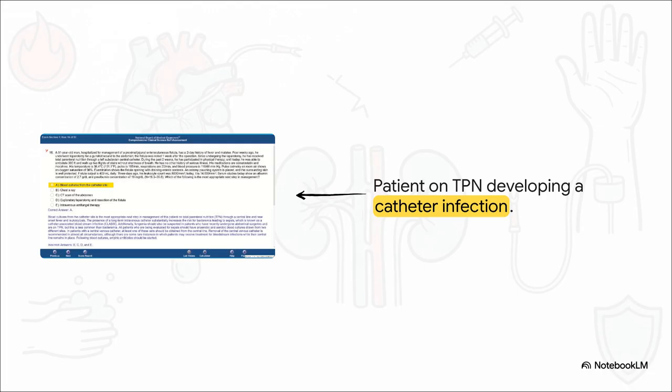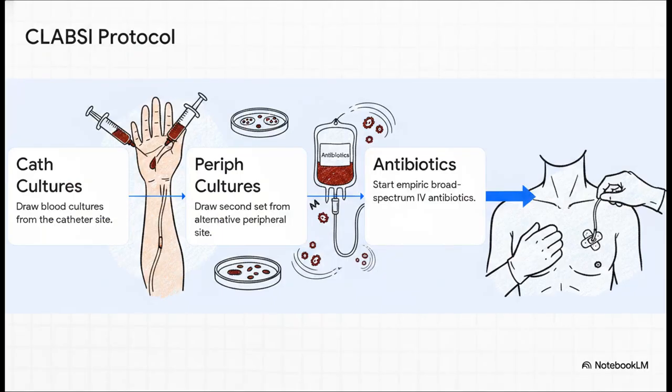Candidemia absolutely thrives in that high glucose TPN environment. So, what's the game plan? When you suspect a central line infection, you have to follow a strict diagnostic sequence to confirm it. First, draw blood cultures directly from the catheter site. Second, draw a second set of aerobic and anaerobic cultures from an alternative peripheral site. This is key to differentiating a true bloodstream infection from just simple line colonization.